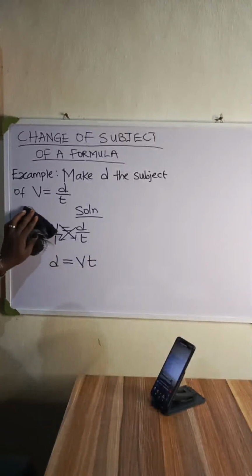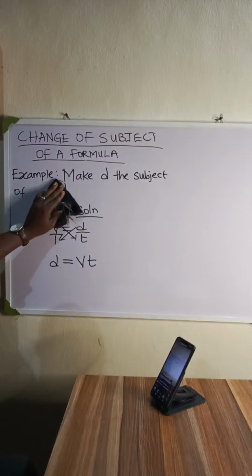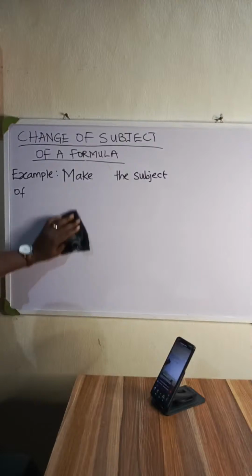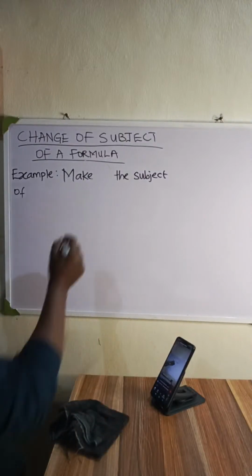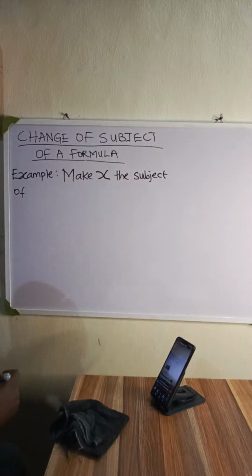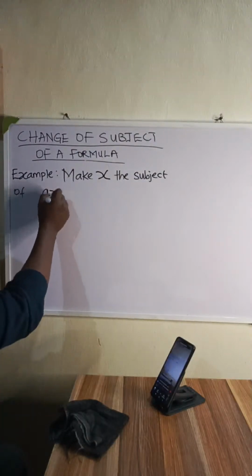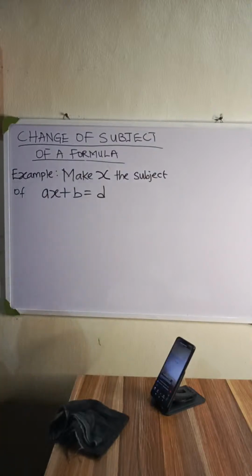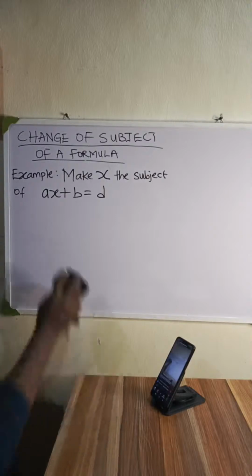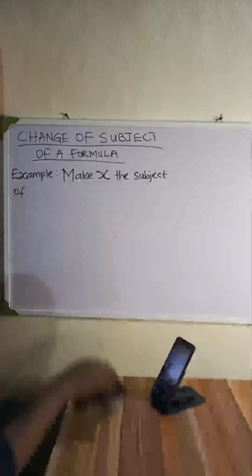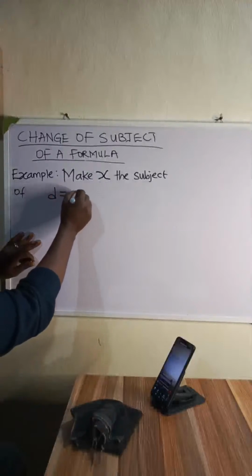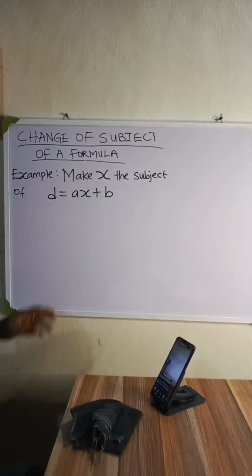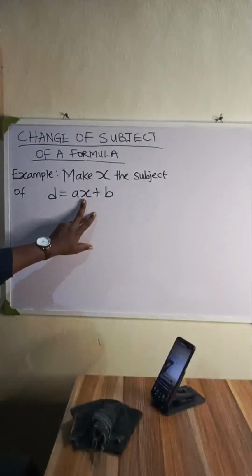Okay, so now let's look at another example. Let's make X the subject of AX plus B is equal to D. D is equal to AX plus B. Okay. Let's make X the subject of the formula.